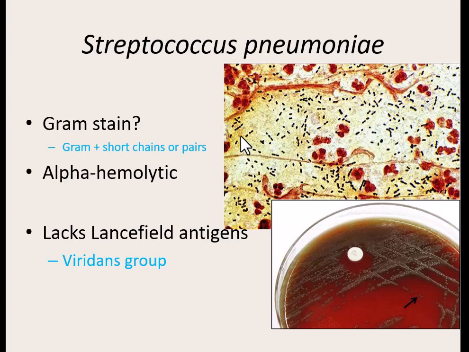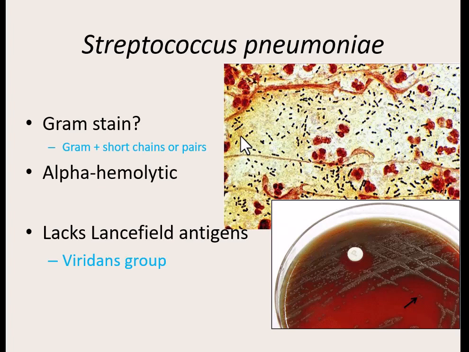Another bacteria that's still in this viridans group that also causes disease is Streptococcus pneumoniae. And yes, its name says that it causes pneumonia, but it's not the only thing that it can cause. When we gram stain it, it's still gram-positive, it's still cocci, but it usually likes to hang out in short little chains, sometimes even pairs. Alpha hemolytic. And since it doesn't have those A or B antigens, it's still in this viridans group. And for a lot of individuals, this is still a normal flora bacteria.